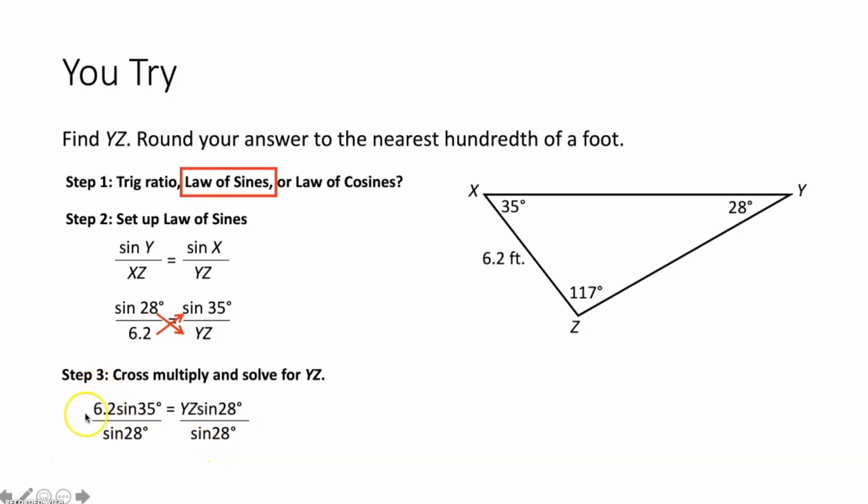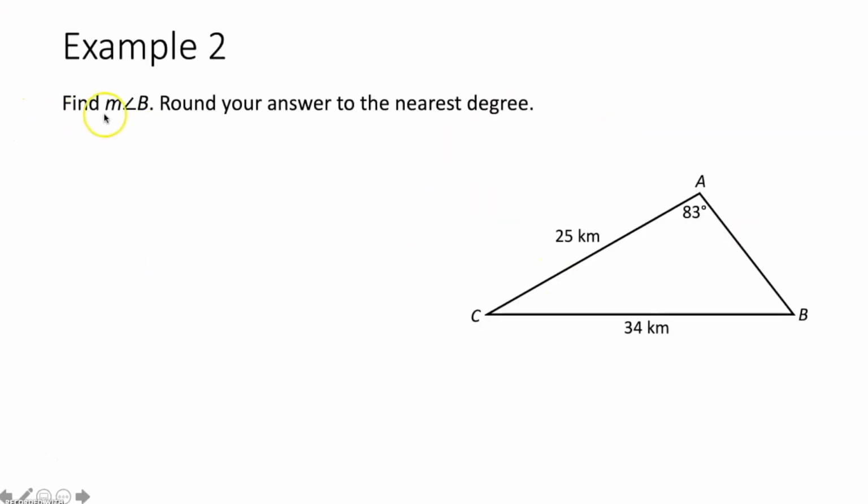Over here, I make sure to put my numerator in parentheses, press divided by, and then plug in sine of 28 to my calculator. Make sure my calculator's in degree mode, not radian mode. Press enter, and I get that the measure of segment yz is approximately equal to 7.57 feet if we're rounded to the nearest hundredth of a foot. Now, example 2, we want to find the measure of angle B and round your answer to the nearest degree.